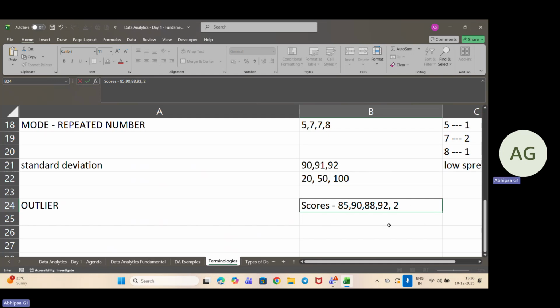Here you can see the scores of the students: 85, 90, 88, 92. The majority of the scores are coming like this. But this 2 is much lesser than them and is a single digit, while the others are two digits. This 2 is not matching the trend that the others are following, so it would be called an outlier. So 2 here is the outlier.